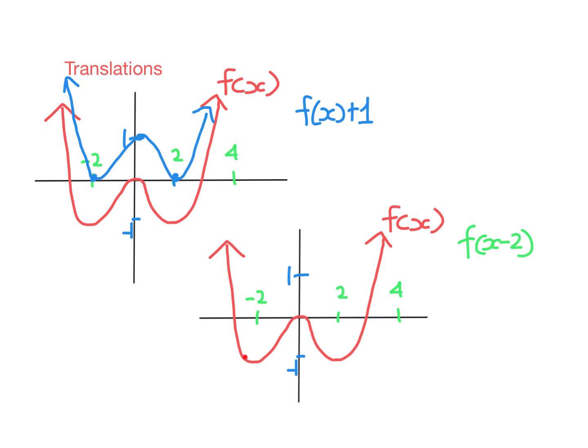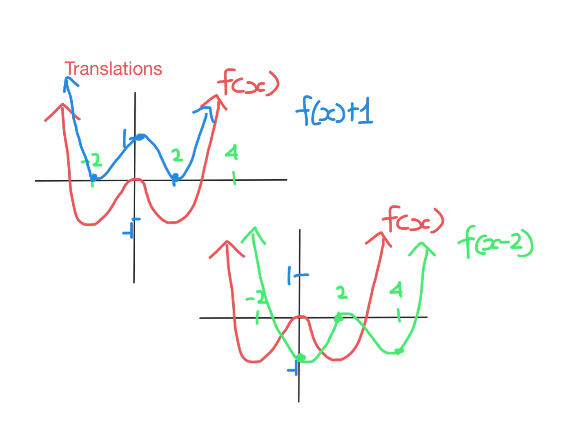So if we look at this turning point here, if we go 2 to the right, it will be over here. We're going to do the same for the next turning point and so on. Other than that, it's going to be exactly the same graph. It's going to look like this. So you can see that one graph is just a translation of the other. They're the same graph, just moved along the x-axis.